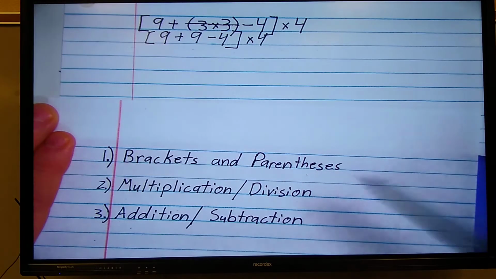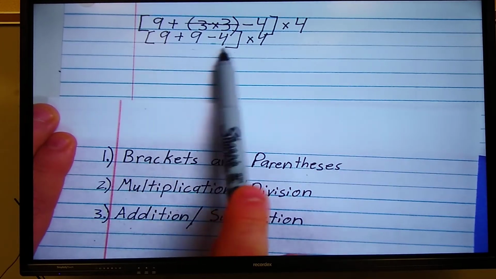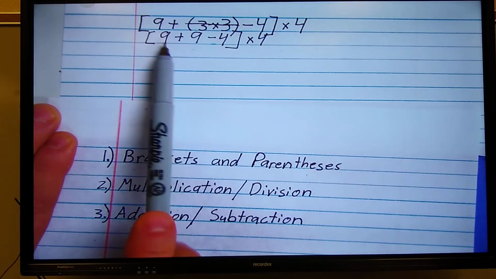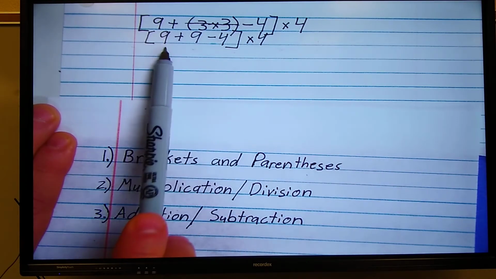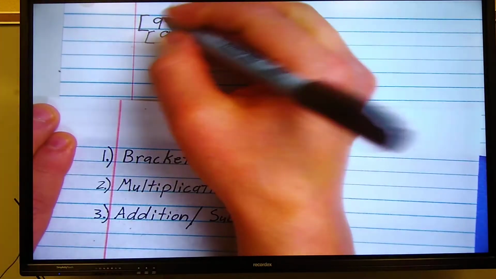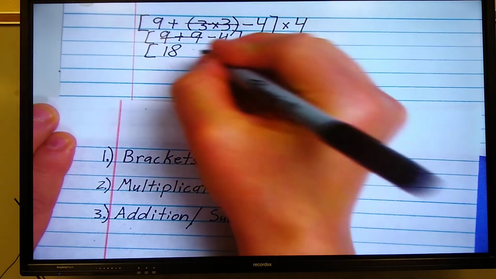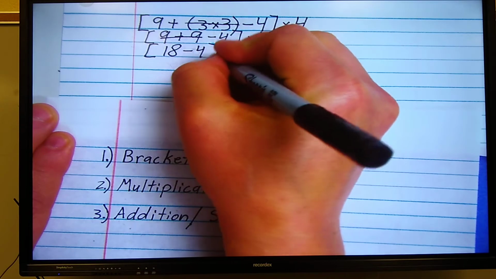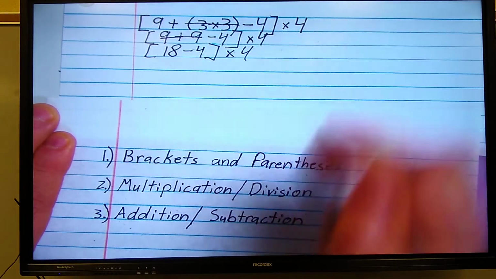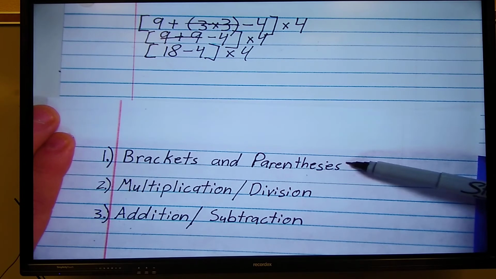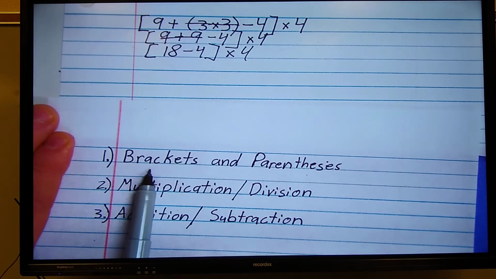So, do I have any multiplication or division inside the brackets? I do not. Do I have any addition or subtraction? Yes, I do. I've got to go left to right. So 9 plus 9 is 18. So brackets, 18 minus 4, brackets, times 4. I'm still inside the brackets. I'm really still on step number 1 because I haven't finished the brackets yet.